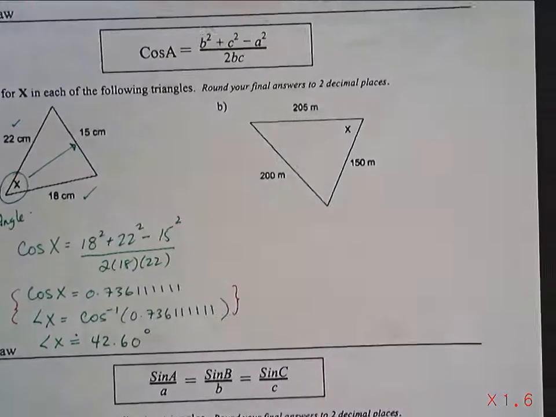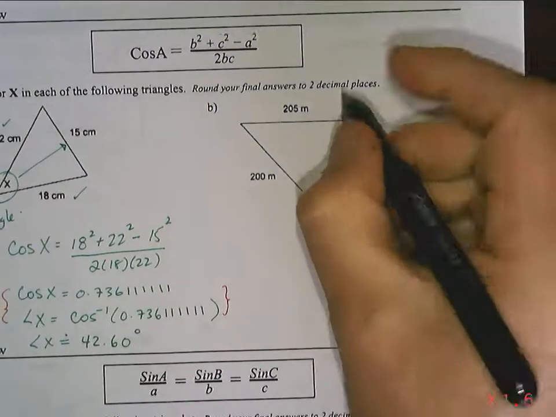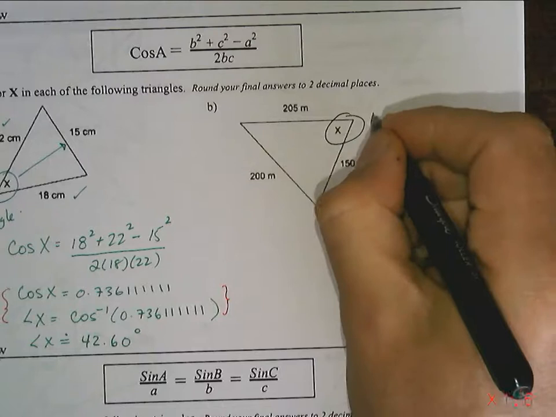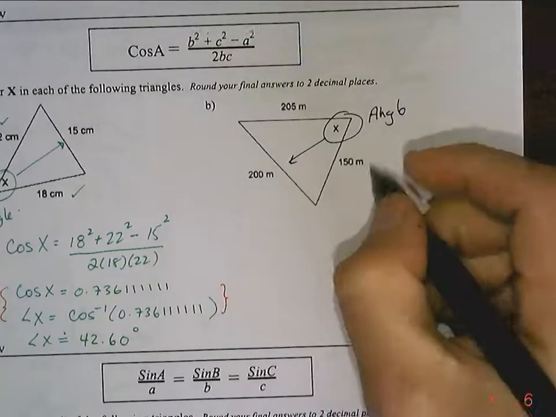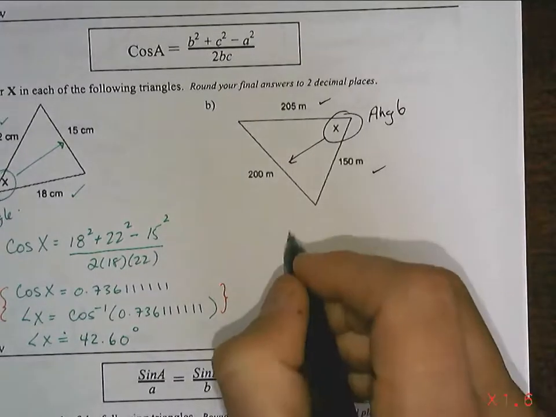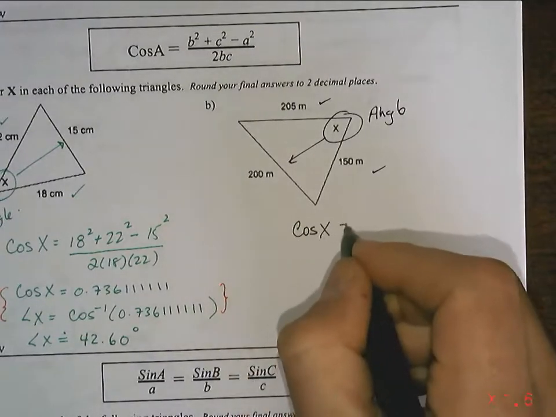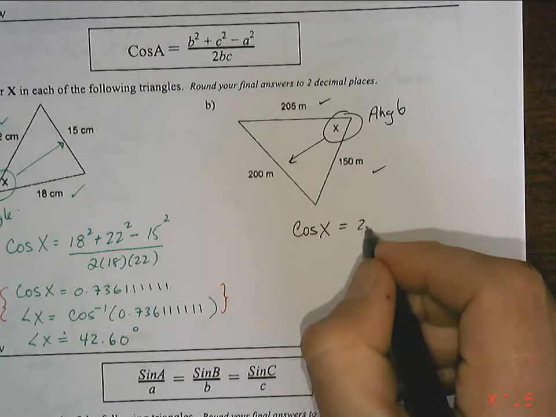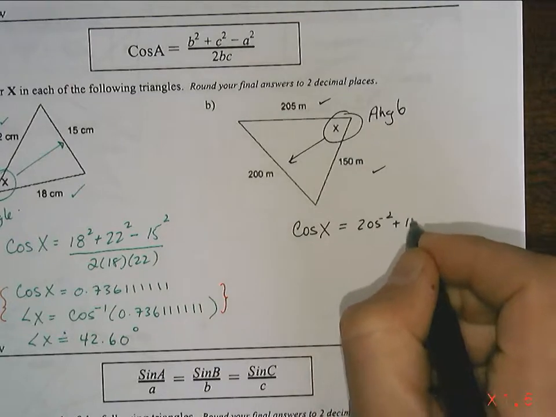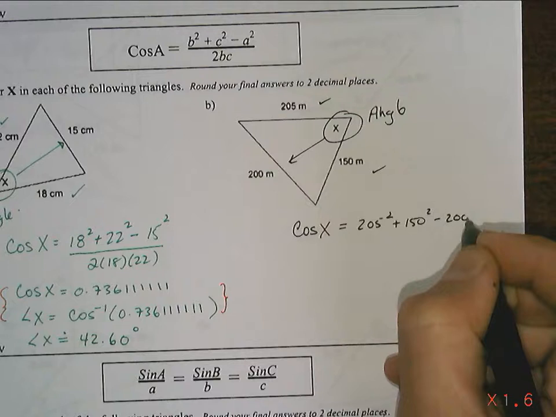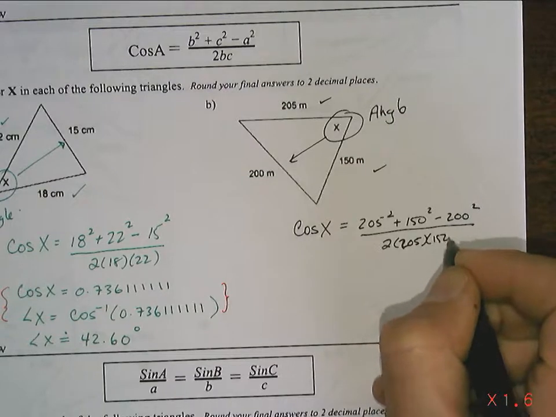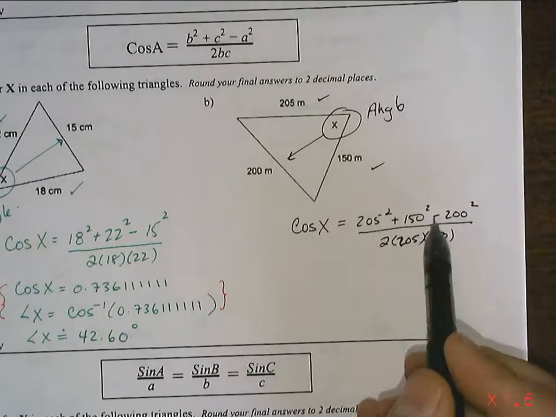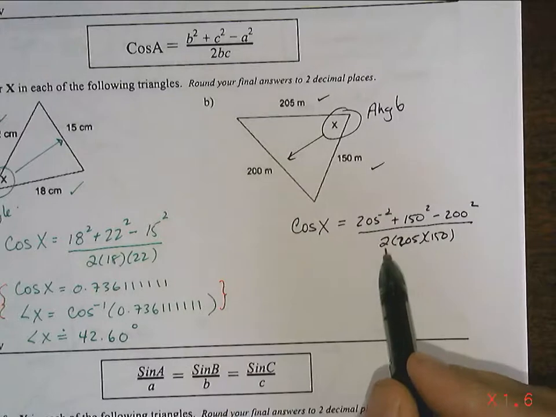Okay, assuming that you've paused the video and you've tried this, let's take a look. I have an angle. I have a side length opposite it, and I have two other side lengths. So it's going to be cos x, that's the angle, equals the other two sides squared, subtract 200 squared, all over top of 2 times the other two sides, so that's 205 and 150. So once again, it's the other two sides squared, subtract the opposite side squared, over top of 2 times the other two sides.